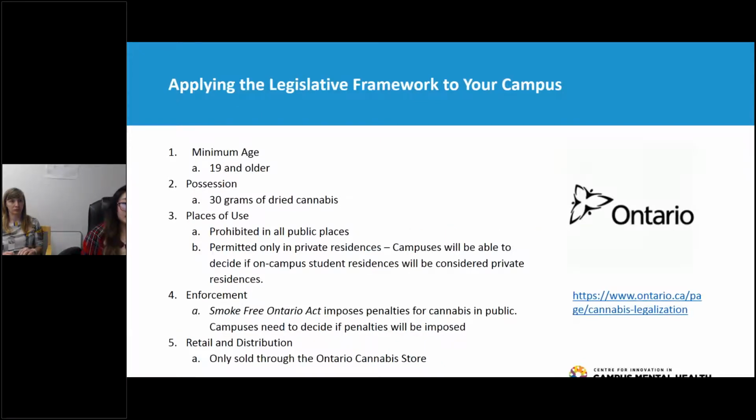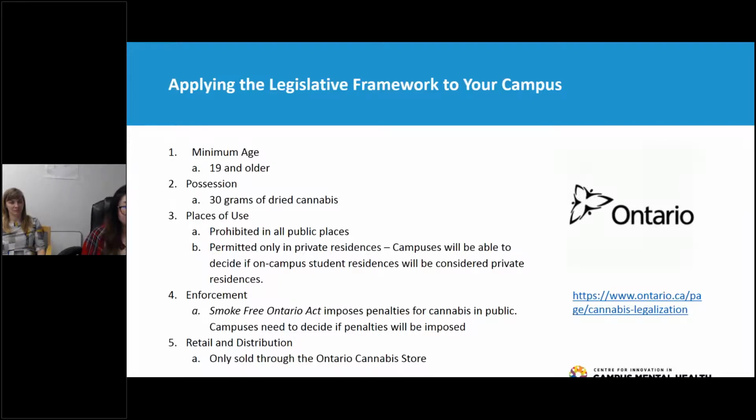Another thing to consider when you're developing your framework is, obviously, the legislative framework. First of all, the minimum age is 19 and older in Ontario. As for possession, possession of up to 30 grams of dried cannabis is legal. Cannabis is prohibited in all public places.